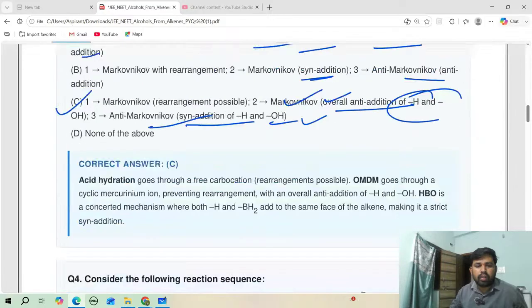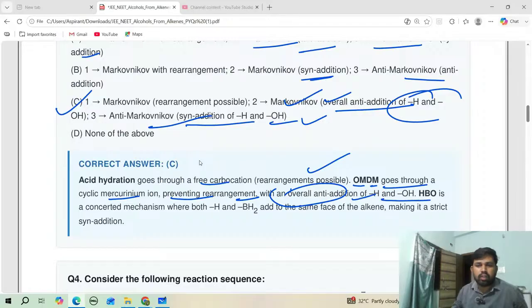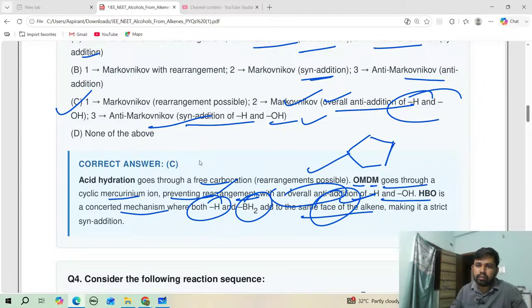Next, acid addition goes through a free carbocation, so rearrangement is possible. Oxymercuration-demercuration goes through the cyclic mercurinium ion, preventing rearrangement, with overall anti-addition of H and OH. Hydroboration is a concerted mechanism where hydrogen and BH2 add on the same face of the alkene. Same face means this will be hydrogen, this will be BH2, same face there also.